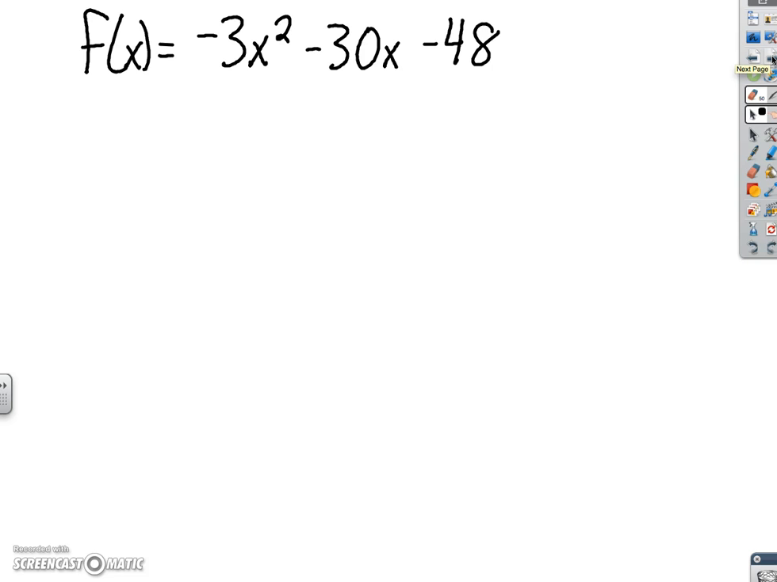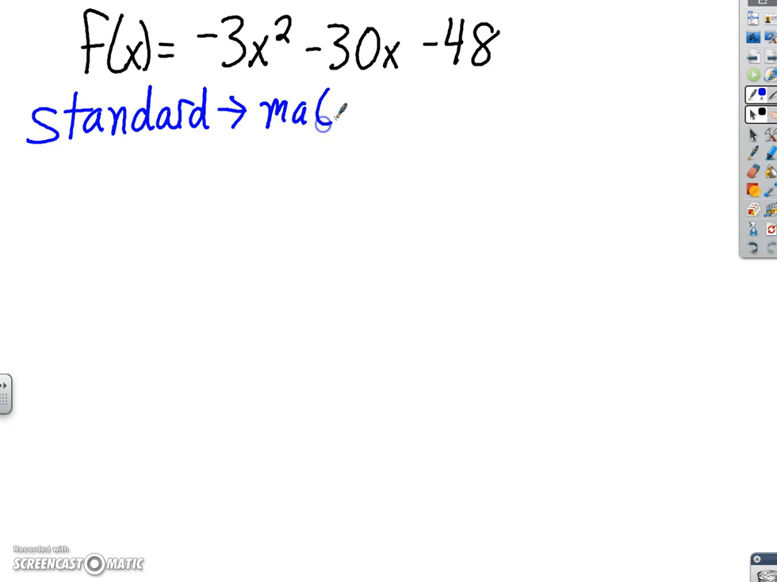30x minus 48. Well, the first thing we should notice is this one is in standard form. So what do we know about standard form? Well, first of all, we can see that this one is going to be opening down. It's got a maximum. It opens down. How can we tell that? Well, we can look at that negative out in front, that negative 3x squared. That a is negative, so that tells us we have a maximum.